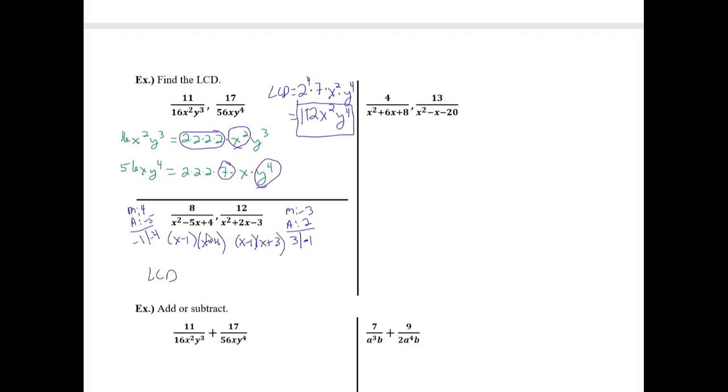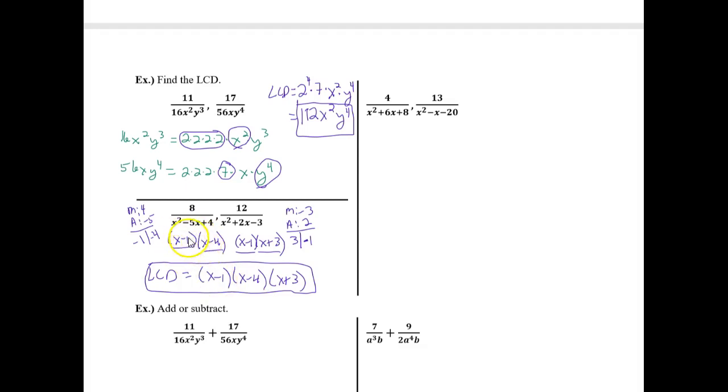Now, the least common denominator of those, we see they both have 1 x minus 1, so that's part of our LCD. And then this one has an x minus 4, so we're going to take that as well, and an x plus 3 to complete it. So we have to make sure that the entire quantity from each denominator ends up in the LCD.